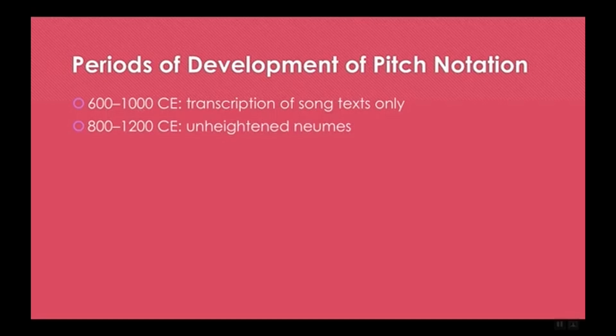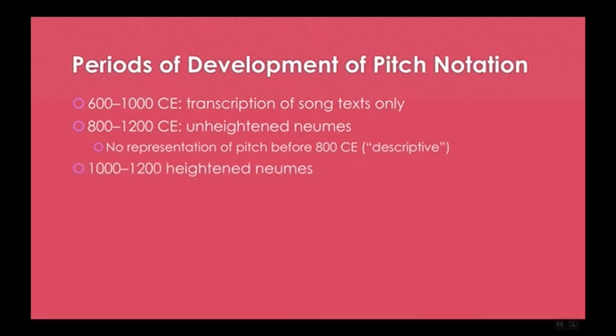Then around 800, all the way up to 1200, you would see those neumes that we saw early on for Populus Sion. Just the neumes, but not heightened. So you can't tell where in pitch space the thing is supposed to be. You just kind of know the general contour. And so before the year 800, there's no representation of pitch at all, not even the descriptive kind. Even before that, you don't get any neumes at all.